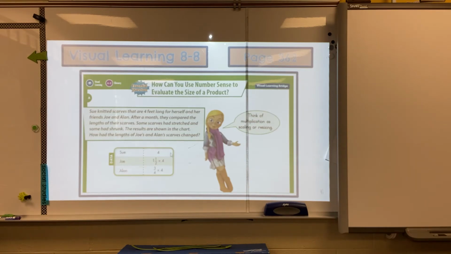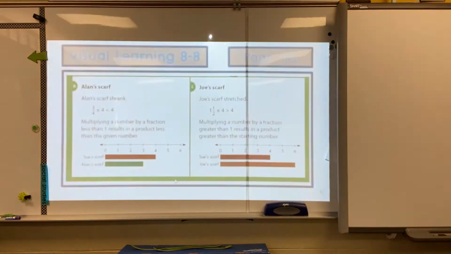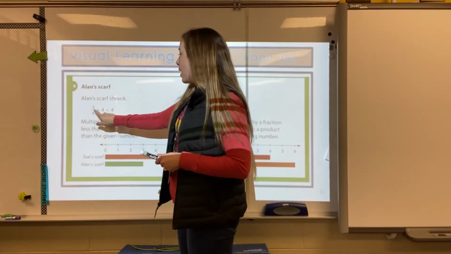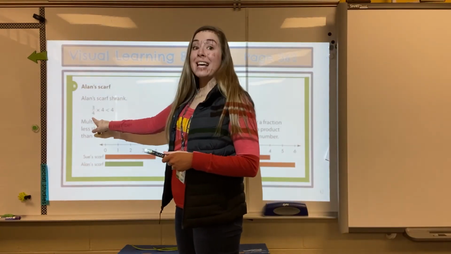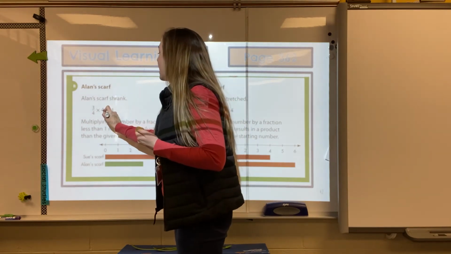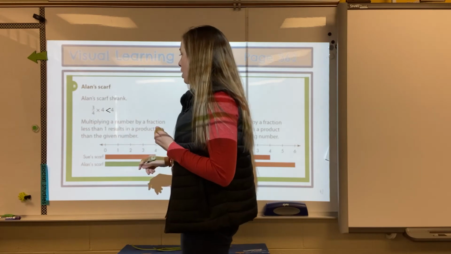Sue's is 4 feet. This is 1.5 times 4. So a number greater than 1 times a number greater than 1. And this one is 3/4 times 4. So a number less than 1 times a whole number. So they're saying Alan's scarf shrank. When we take that 3/4, that's a number less than 1 times 4. This is going to be less than the 4 that they're starting with right there.